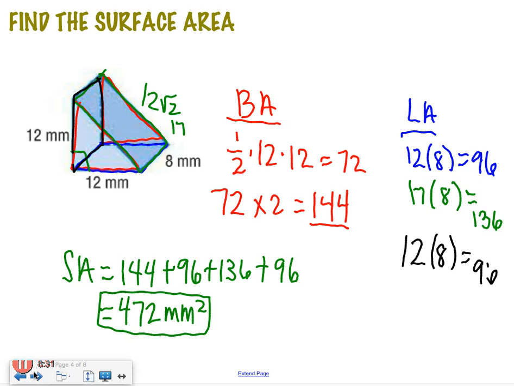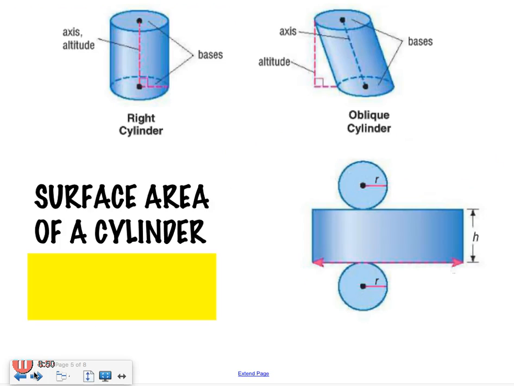472. On your homework, I want you to show me some work too. You can't just put it on your calculator, okay? Be better about showing work. Okay, so those were some prisms. Now we are going to move on to a cylinder. So we're going to see if we can figure out the formula on our own.